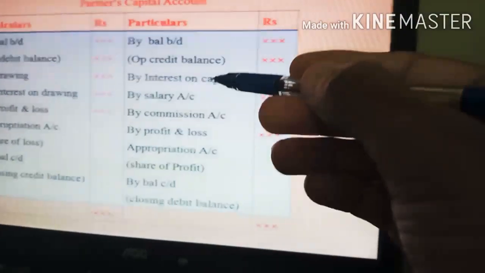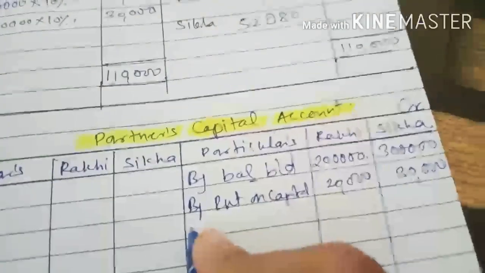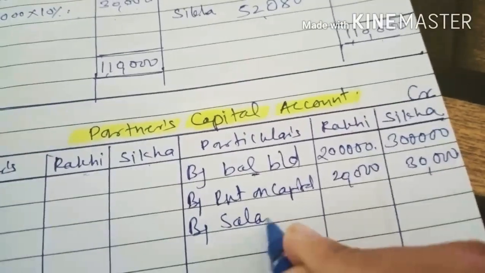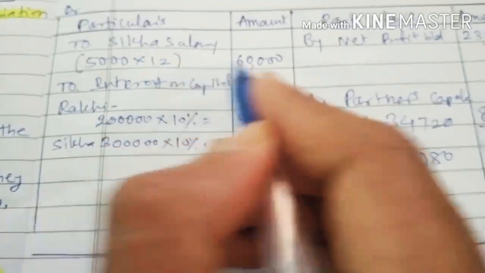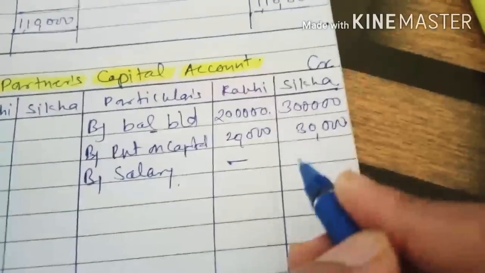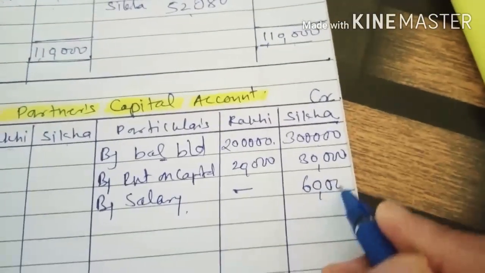Next, if there is a salary of the partner, you have to record it on the credit side. Let's see here, by salary account. Whose salary is there? Sika's salary. How much? Yearly 60,000 rupees. You have to record it only in Sika's column. Here will be a dash, and 60,000 rupees.